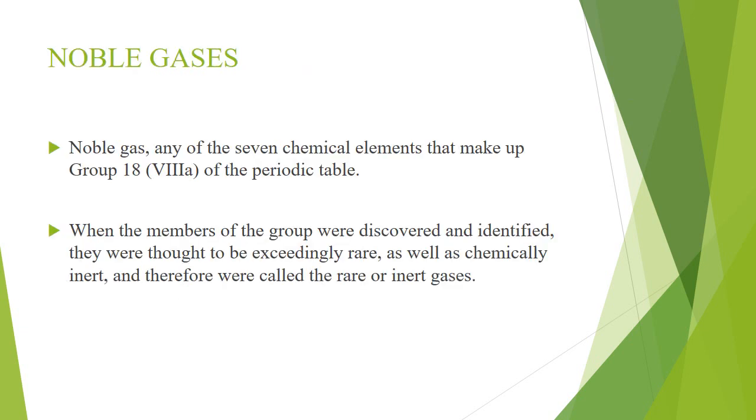Noble gases are any of the chemical elements that make up group 18 of the periodic table. When the members of the group were discovered and identified, they were thought to be exceedingly rare as well as chemically inert, and therefore were called rare or inert gases. Noble gases are always chemically inert compounds.